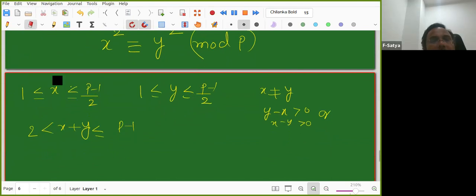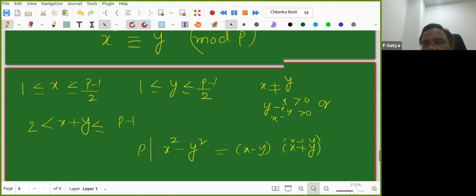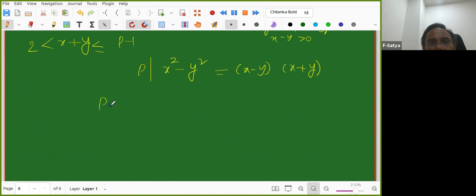Right. So see, x square is congruent to y square mod p implies p divides x square minus y square. This is equal to x minus y into x plus y. Correct? But p is a prime number. For a prime number, we have that result that p divides x minus y or p divides x plus y. Okay, now p does not divide x plus y. Why?